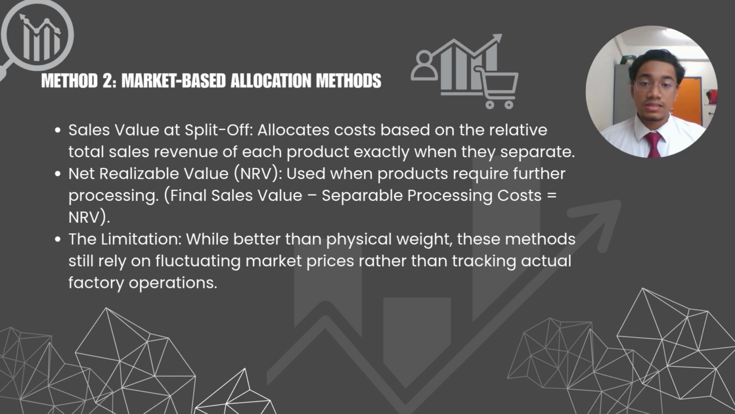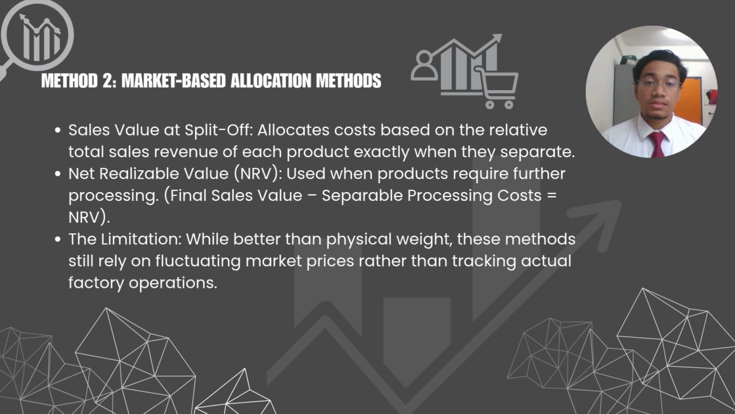The underlying logic is that products generating higher revenue have a greater capacity to absorb a heavier share of the production cost. Let's say a joint product cannot be sold immediately at the split-off point and requires further processing; we use the second approach, which is the NRV method. To find our allocation base here, we take the final expected sales value of the product and subtract any separable costs incurred during the further processing.